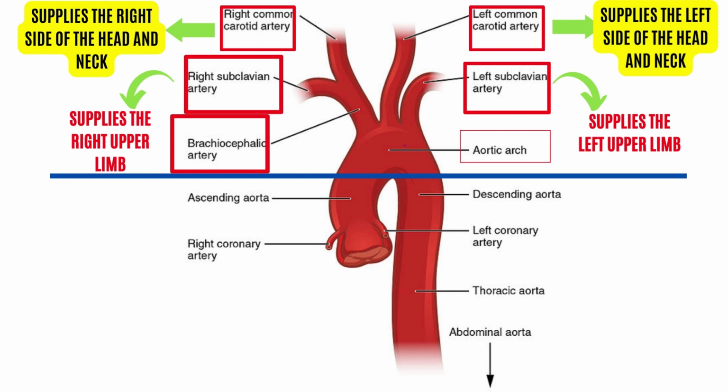There are 3 major branches arising from the aortic arch. From the right, we have the large brachiocephalic trunk which ascends laterally to split into the right common carotid and right subclavian arteries. These arteries supply the right side of the head and neck, and the right upper limb. Next, we have the left common carotid artery which supplies the left side of the head and neck. The last branch is the left subclavian artery which supplies the left upper limb.